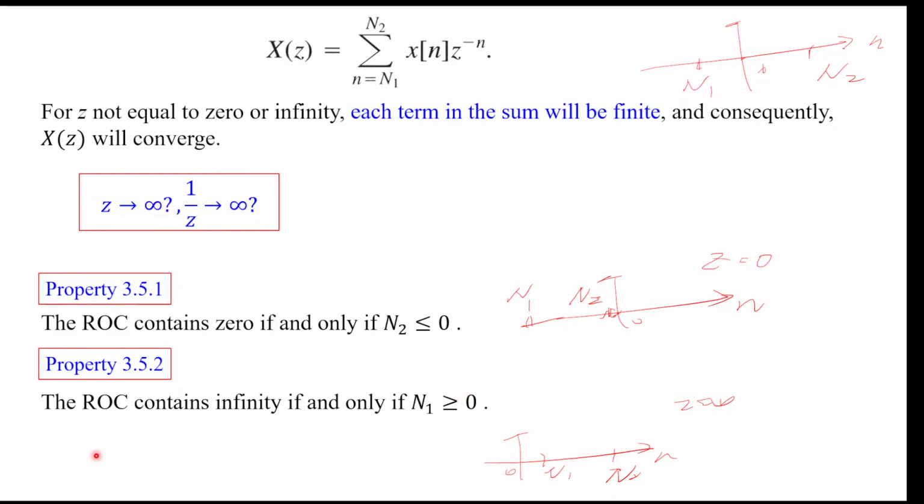You can kind of see from those conditions, because n1 needs to be less than n2, that you cannot contain both 0 and infinity. You can either contain 0 or you can contain infinity with these two possible conditions. Okay, so this is the ROC analysis on top of what we have in the Laplace transform.